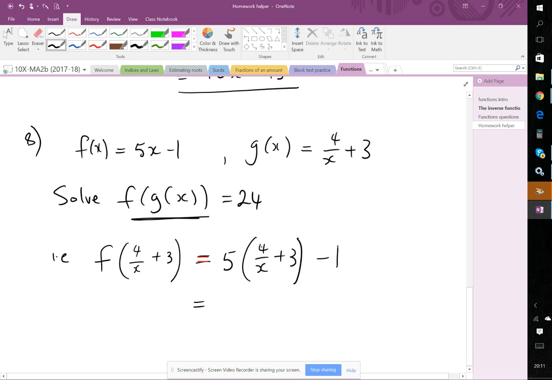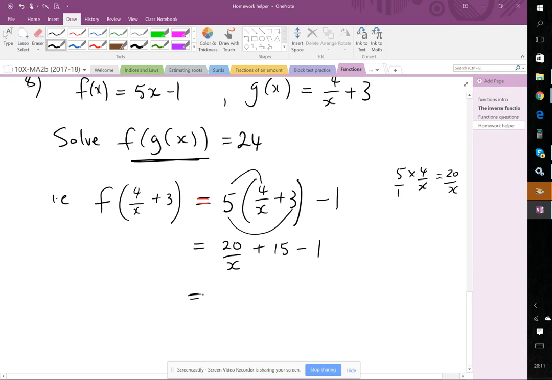Well, 5 lots of 4 over x, of course, is 20 over x. Remember, 5 times 4 over x is the same as 5 over 1 times 4 over x. Multiply the numerators, 20, multiply the denominators, x. So that's that. And then 5 times 3 is 15, and then we subtract the one that's there. So this is 20 over x plus 14.